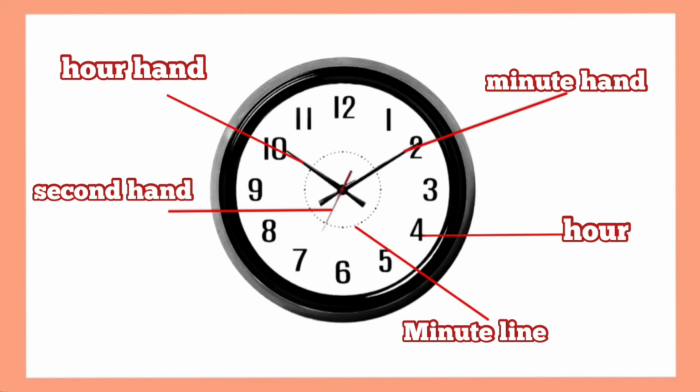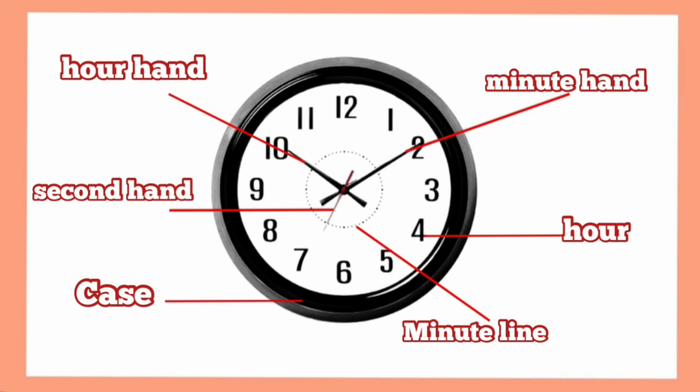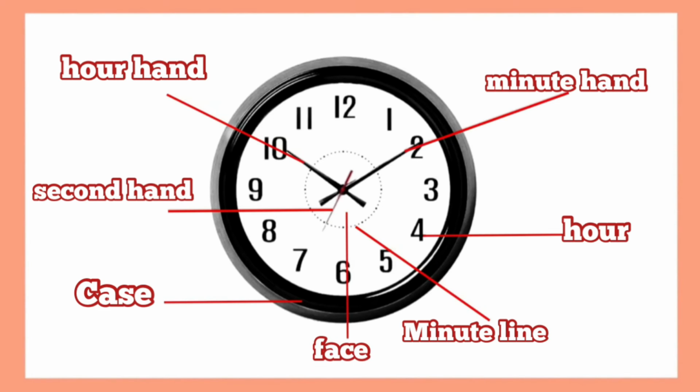The next part that we want to talk about is minute lines, or just minute. As you can see, most of the clocks have got their minute lines on their face. But there are other different clocks that haven't got any minute lines on them. Then we have case. It means the one that contains the clock. So we call it case. And the last part is called face. So when you're looking at a clock's face, you can tell what time it is.